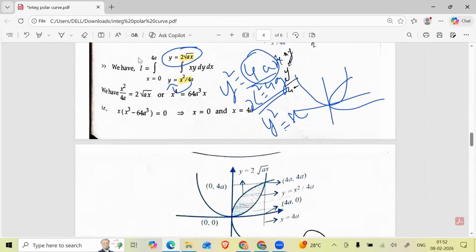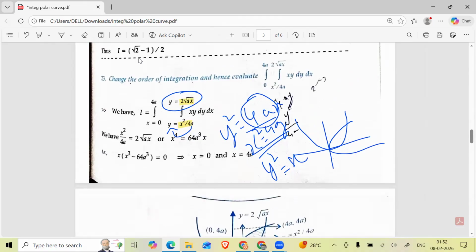Okay, and always try remembering the final answer, because in engineering, the final answer is more important.